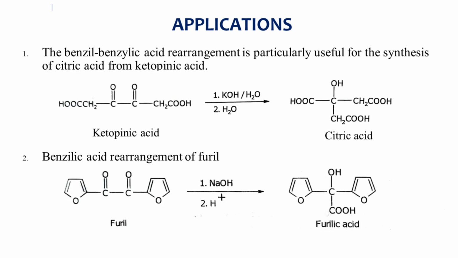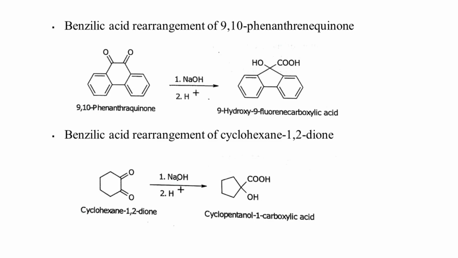Applications of the benzilic acid rearrangement include the synthesis of citric acid from ketopinic acid and the rearrangement of furil to benzilic acid derivatives. Further applications include the rearrangement of 9,10-phenanthrenequinone and cyclohexane-1,2-dione to their respective benzilic acid derivatives.